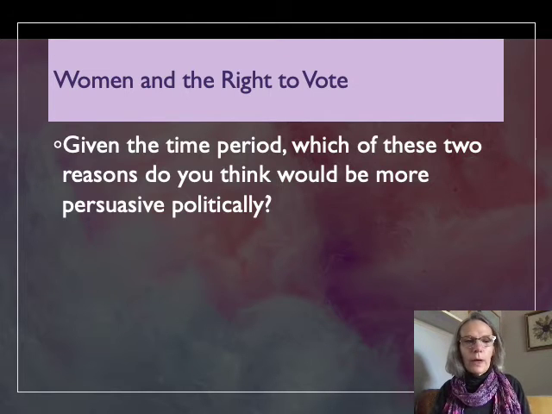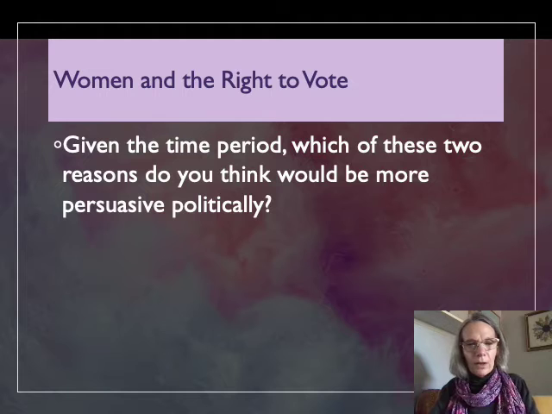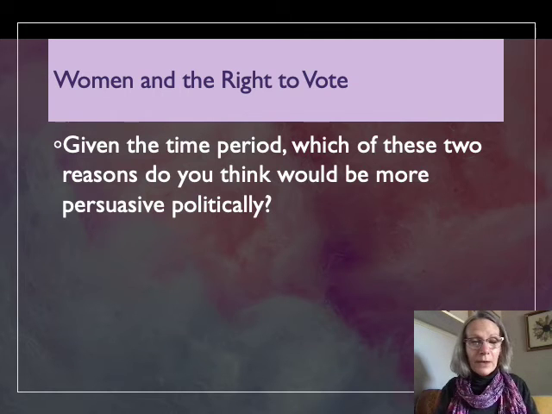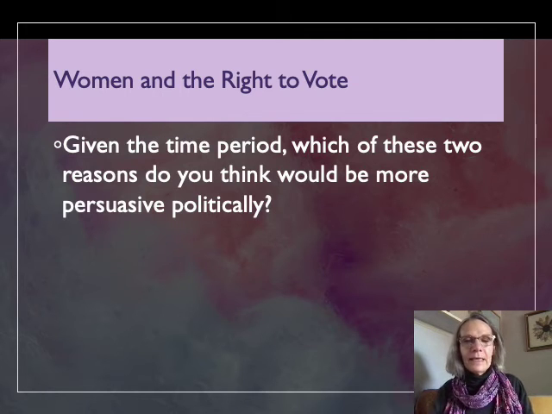So given these two arguments, and in light of this time period, which of the two arguments do you think would have been more politically persuasive? The 19th Amendment passes through Congress, and then it goes on to the states to be ratified. And so political arguments need to be made about why states' legislatures should support the 19th Amendment or why they shouldn't support the 19th Amendment.